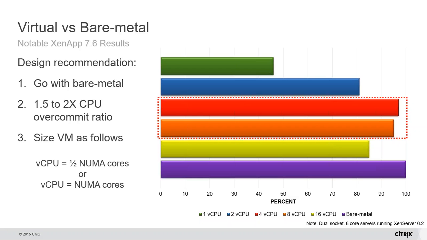If your VM is going to be sized around NUMA, either use 100% of your NUMA node, or half of your NUMA node and double the number of VMs, and that's the best place to start.